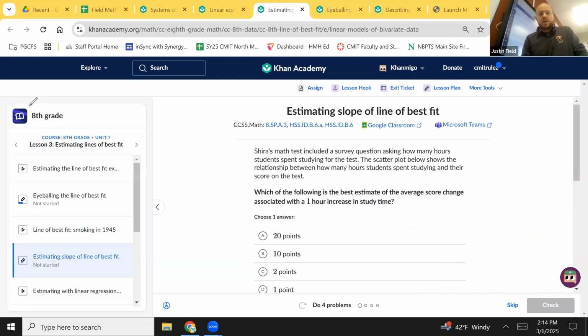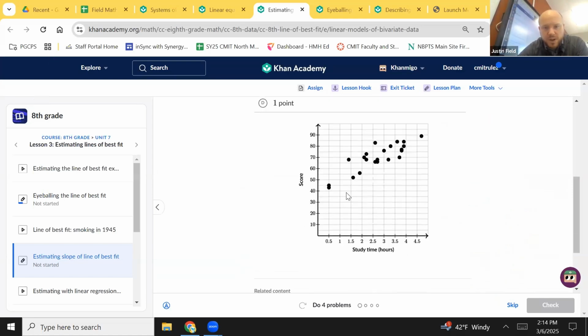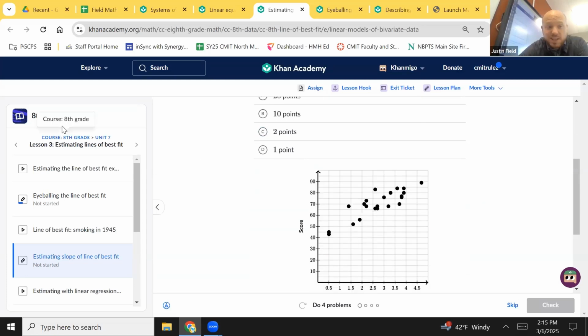Okay. So let's look at the scatter plot and see if we can find the slope here. So it's asking us which is the best estimate of the average score change associated with 1 hour increase in study time. This is a tough one. So we're going to have to kind of draw a line and estimate the slope. So we are estimating the slope. Wow. Okay. So I am going to draw a line of best fit that I think is pretty good.